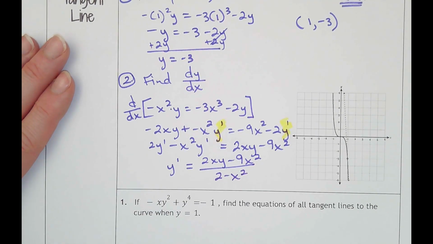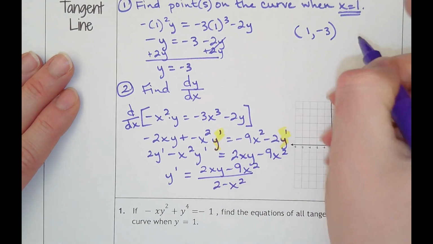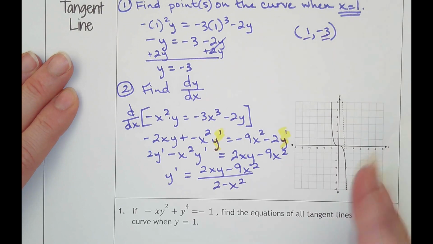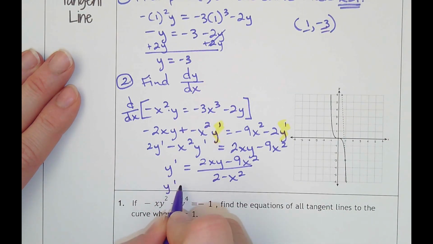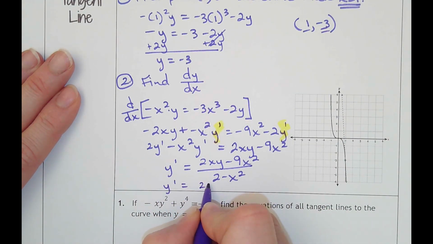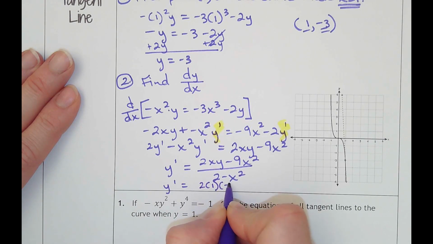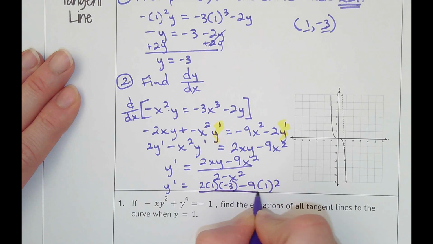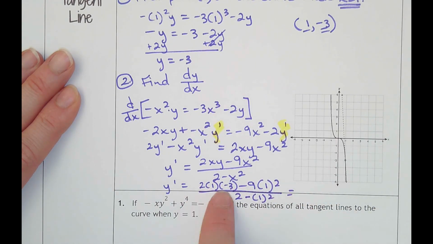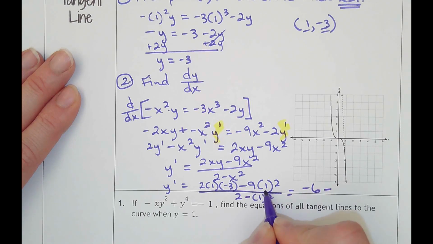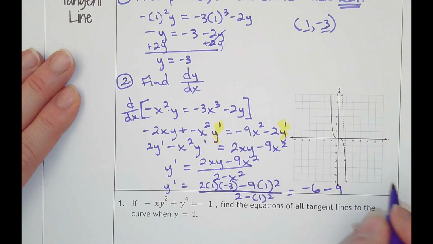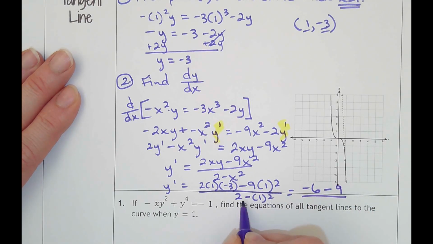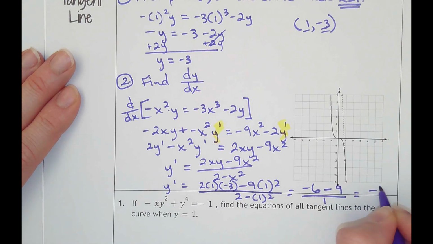Okay, so now what I want to do is plug in my ordered pair, 1 being my x, negative 3 being my y. So I would have 2 times 1 times negative 3 minus 9 times 1 squared all over 2 minus 1 squared. That would be negative 6 minus 1 squared is 1 times negative 9. 1 squared, 2 minus 1, 1. So I get negative 15 over 1. This is my slope.